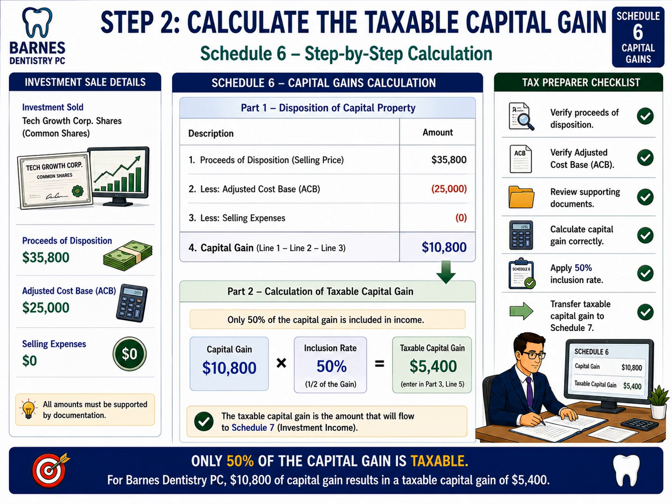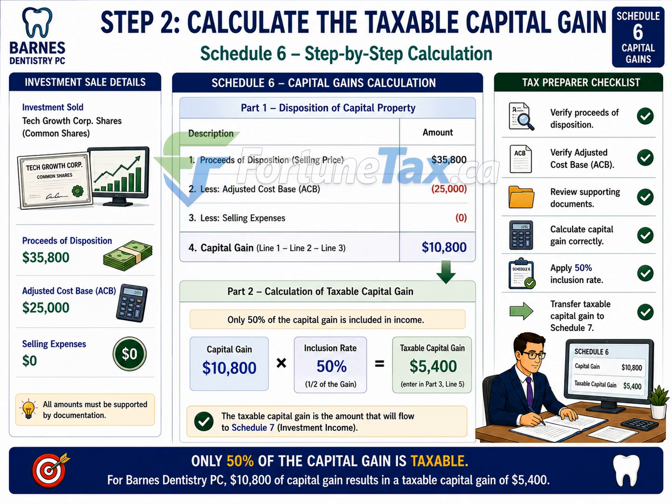The most important lesson from this slide appears in the banner at the bottom. Only 50% of the capital gain is taxable. For Barnes Dentistry, a capital gain of $10,800 produces a taxable capital gain of $5,400. That taxable amount is what will ultimately flow into Schedule 7 and become part of the corporation's aggregate investment income calculation. The key takeaway is simple.